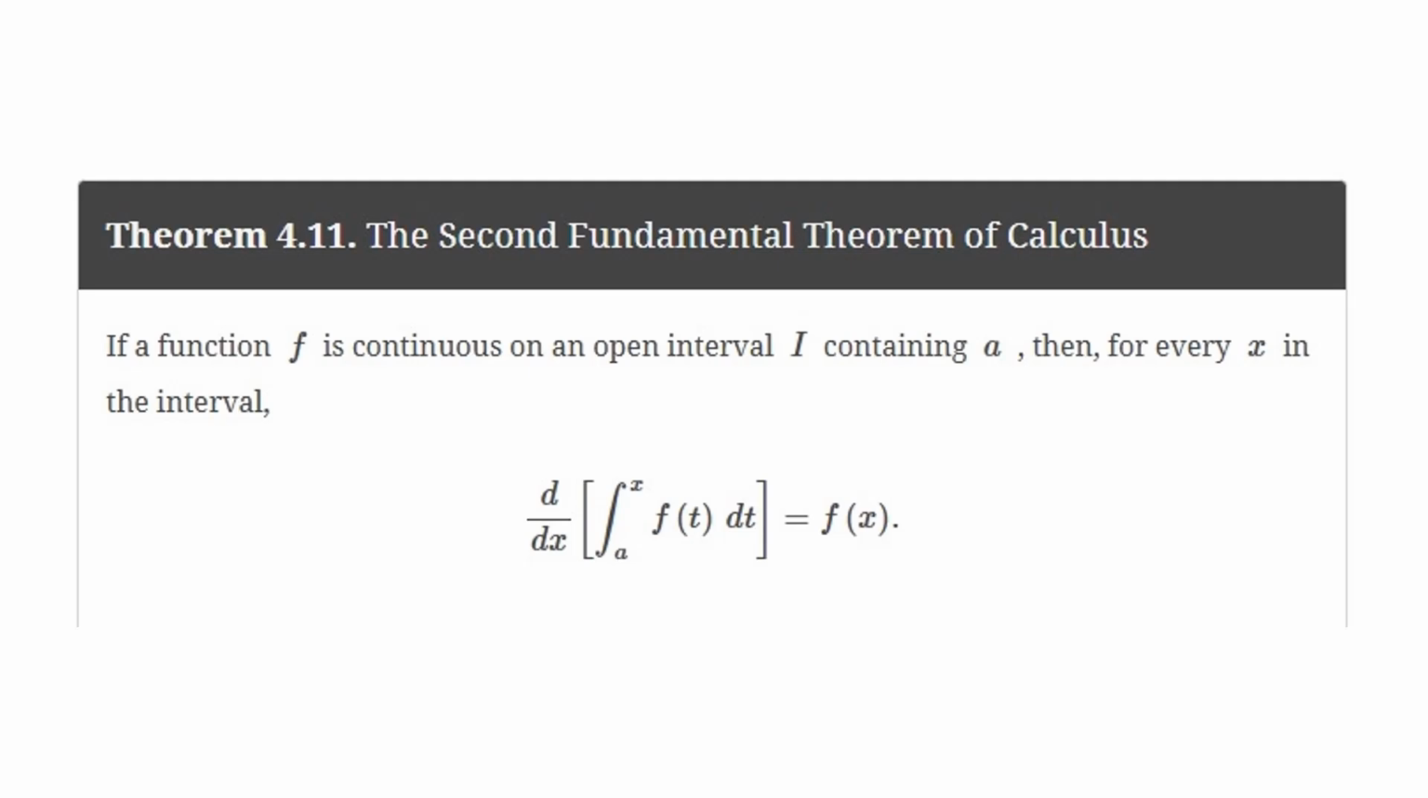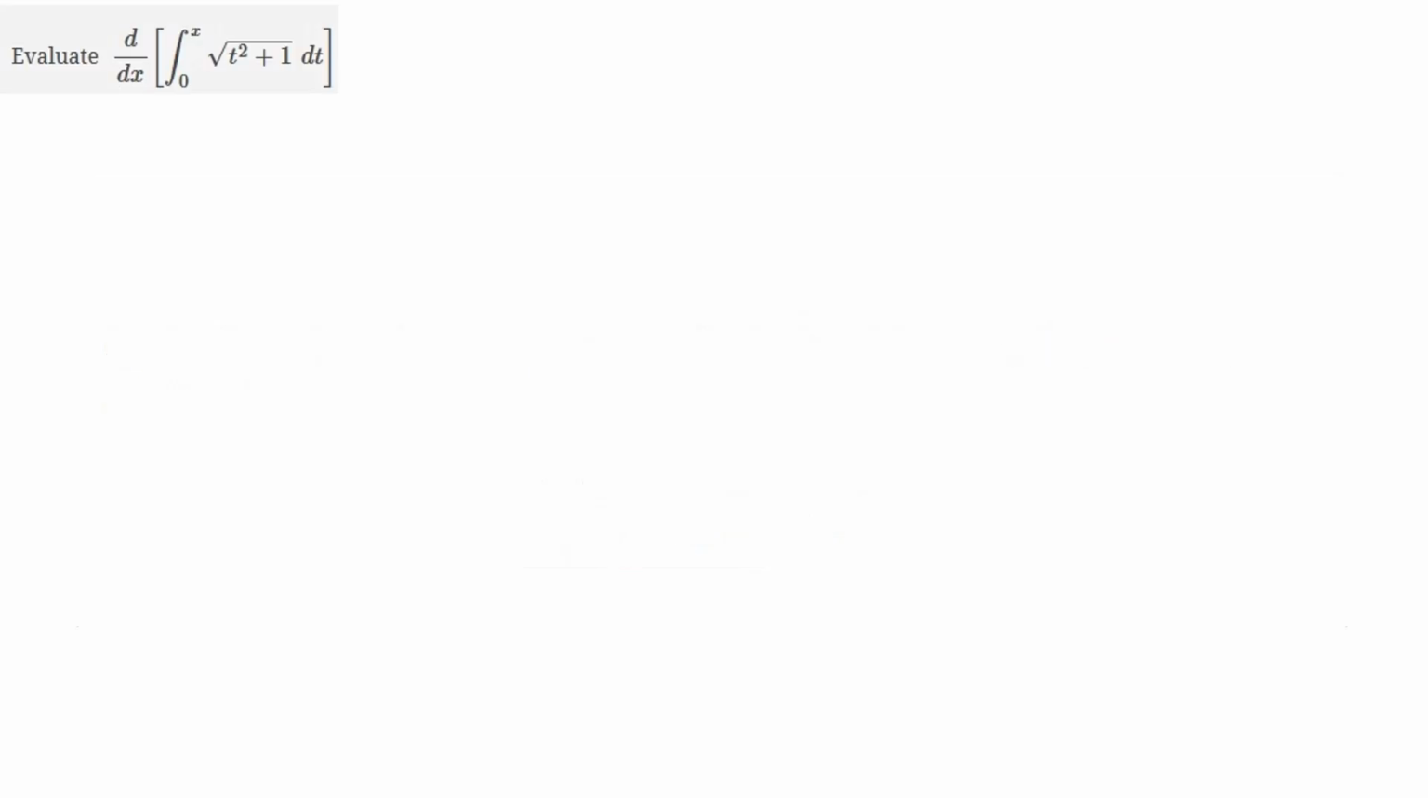It says that if a function f is continuous on an open interval I containing a, then for every x in the interval, the derivative of the integral will just be this function here, and then we replace t with x. Let's look at an example. So let's try to evaluate the derivative of this function here. First we need to check whether the square root of t squared plus 1 is continuous, because one of the conditions to apply this theorem is that f needs to be continuous on [0, x].